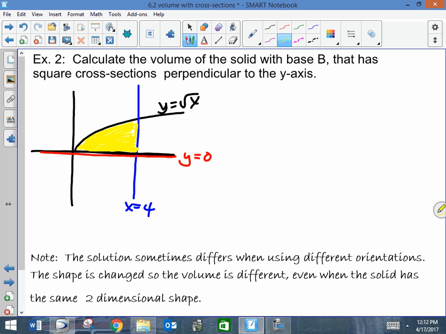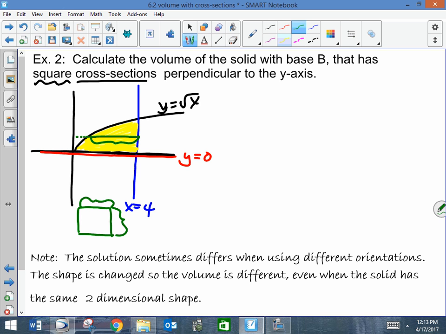All right, now cross sections perpendicular to the y-axis, they're square again. Okay, that doesn't mean they have to touch the y-axis. That means they're just going to go like this. This is my square. It's perpendicular, but it doesn't really touch. But that's okay. So this right here is my square. This is the same as this, which since it's a square, they're all the same.